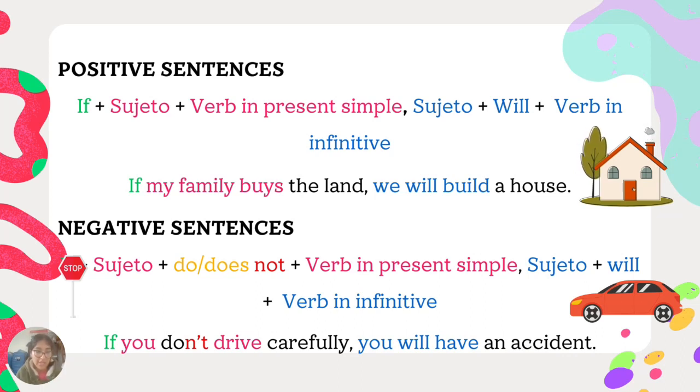And for the negative sentences, we have the auxiliary verb do and negation. The structure: if plus subject plus do/does not plus verb in present simple, comma, plus subject plus will plus verb in infinitive. An example: if you don't drive carefully, you will have an accident.